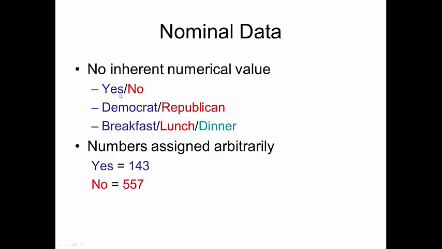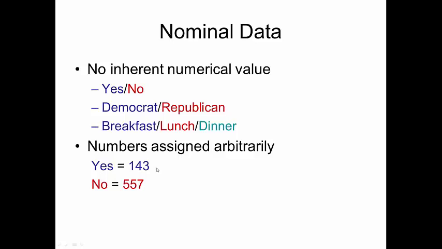Any number assigned to this type of data, nominal data, like 1 for yes and 2 for no, is just arbitrary, because one being yes and two being no doesn't mean that no is twice as much as yes. It's just arbitrary. I mean, you could just as easily say yes is 145 and no is 557. Same with any of these. These numbers are assigned arbitrarily.